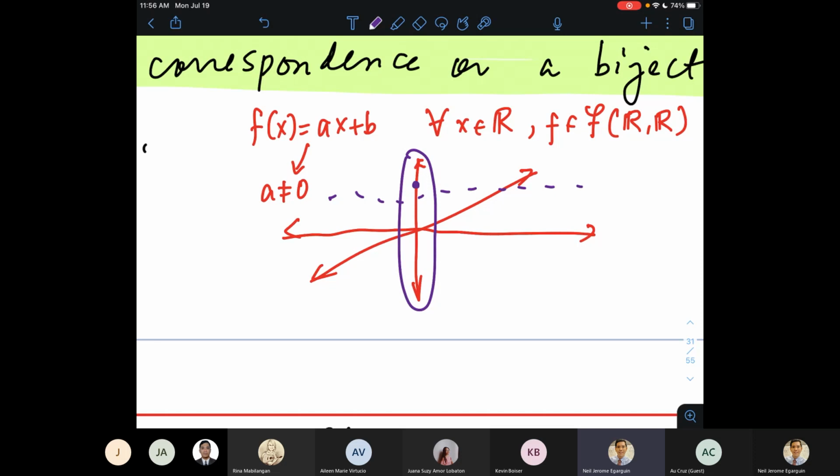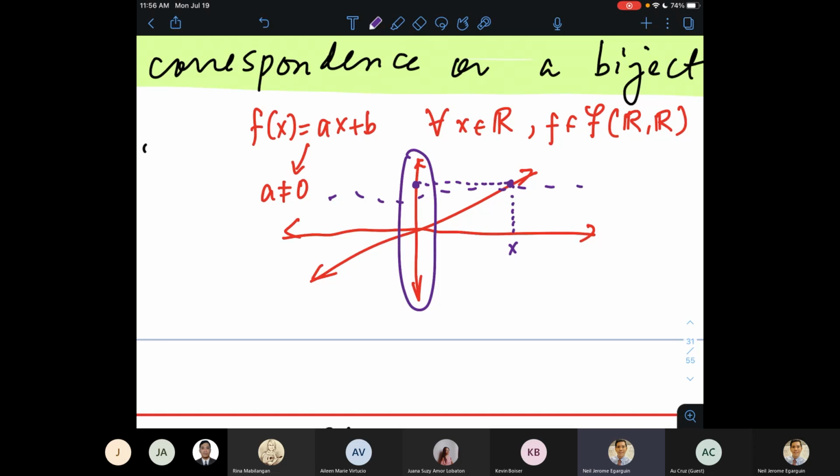If this is your chosen y, you can just trace the graph and see that, oh, this would be the pre-image. So lahat ng y values madadaanan ng graph. So therefore, it is surjective. So, or this is epic. So this is bijective.